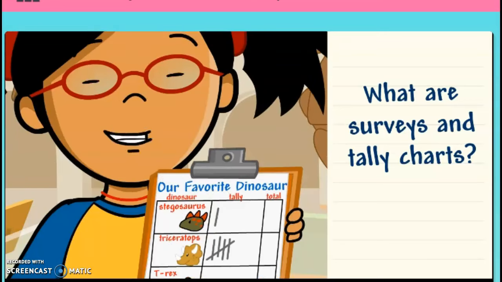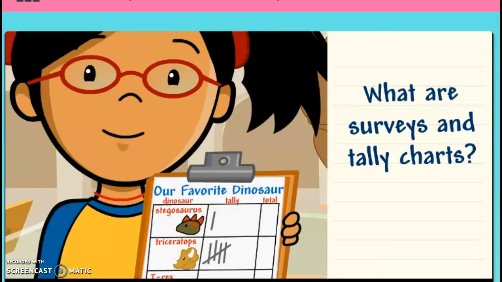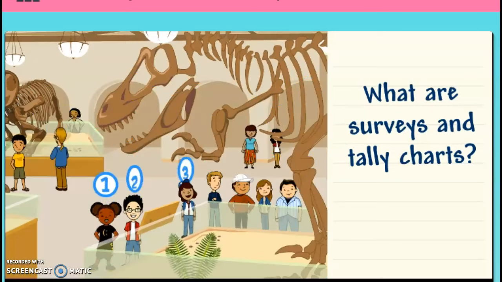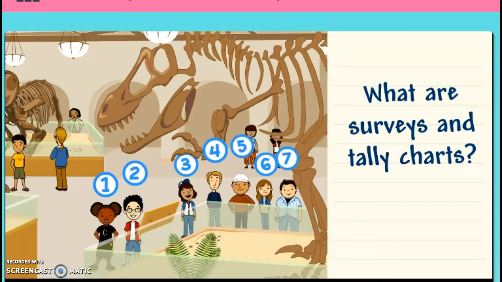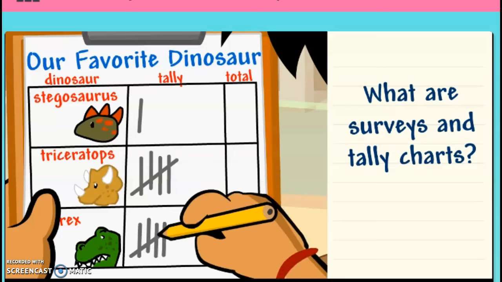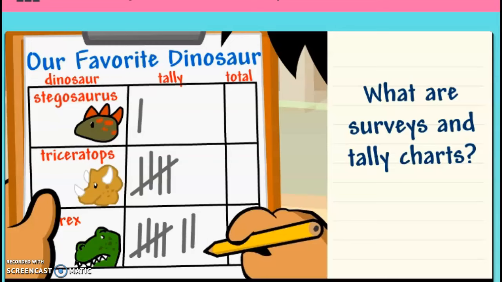Well, when you group the tally marks by 5s, you can count by 5s. 5, 10, 15, 20. Sets of 5s are easier to count. 7 kids like the T-Rex. So after I draw 5 tally marks, I can add 2 more to make 7.